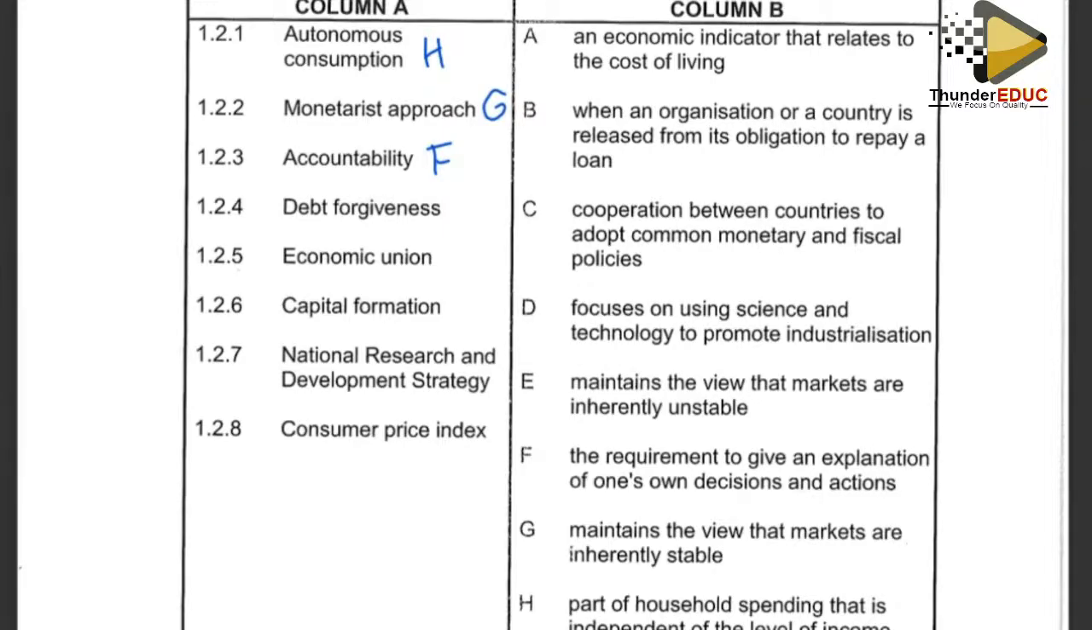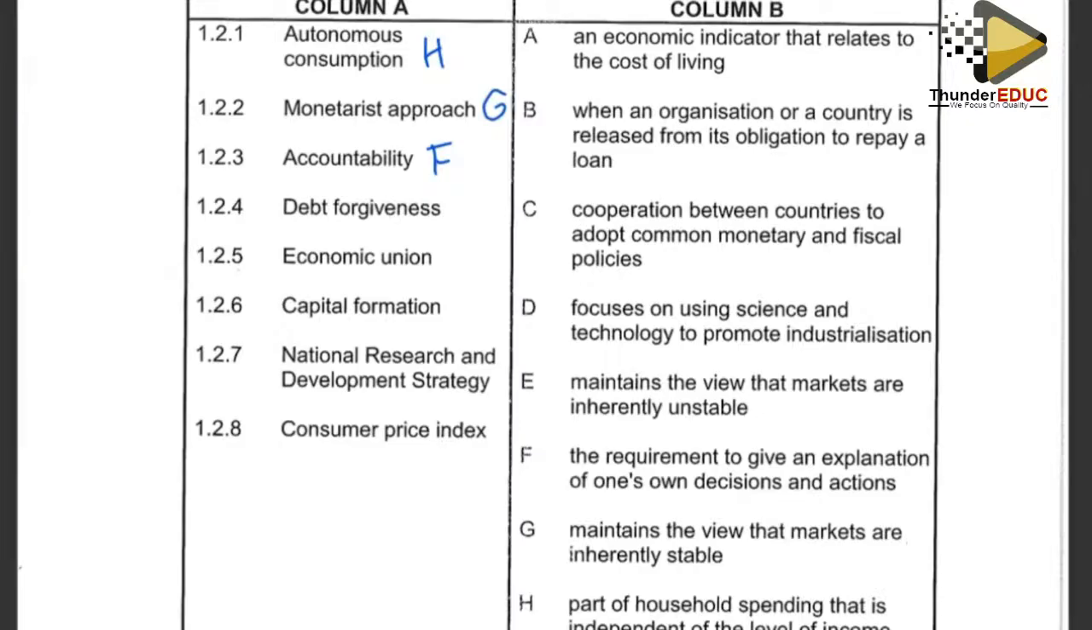So now, from the phrase debt forgiveness, this really means that a country or an organization is released from its obligation to repay a loan. So now remember, grade 12s, as I said earlier, that whenever you are faced with this type of question, you should always make sure that you go through each and every option given in column B, or you go under each and every description given. So now, if we check, the appropriate answer for 1.2.4 is going to be B.